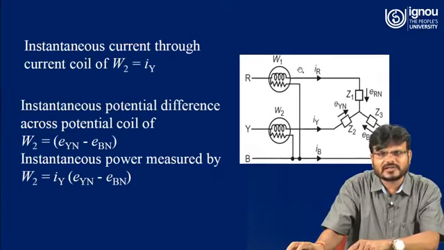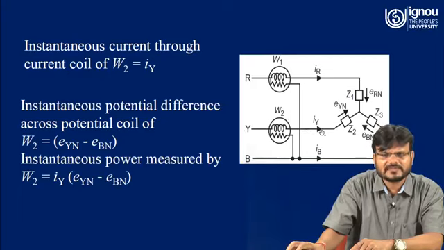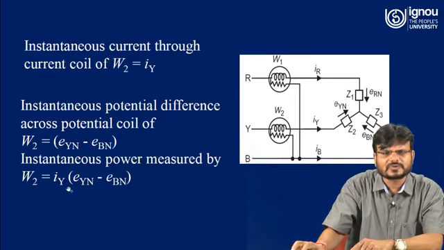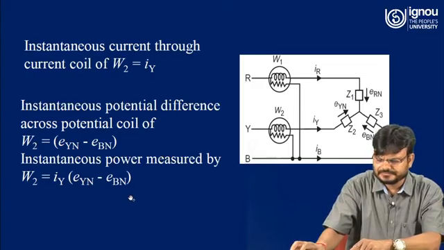Similarly, you can find out the power measured by W2. So the current flowing through the current coil of wattmeter W2 is what? That is iY, and the voltage is what? The voltage is nothing but eYN minus eVN. So the instantaneous power measured by this W2 is equal to current multiplied by voltage, and the voltage is eYN minus eVN.